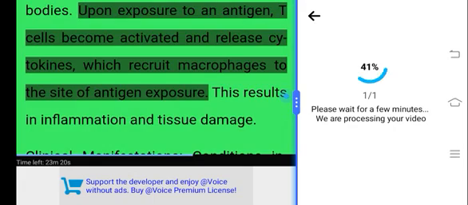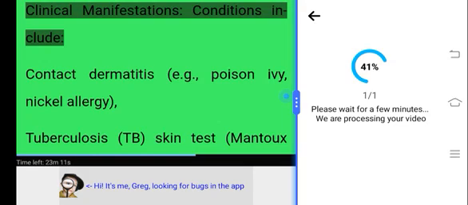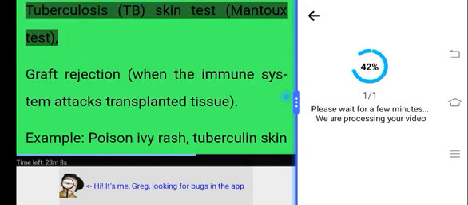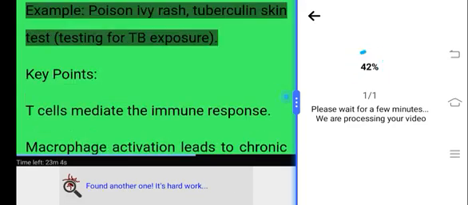Upon exposure to an antigen, T cells become activated and release cytokines, which recruit macrophages to the site of antigen exposure. This results in inflammation and tissue damage. Clinical manifestations, conditions include contact dermatitis, e.g., poison ivy, nickel allergy, tuberculosis TB skin test, Mantoux test, graft rejection when the immune system attacks transplanted tissue.